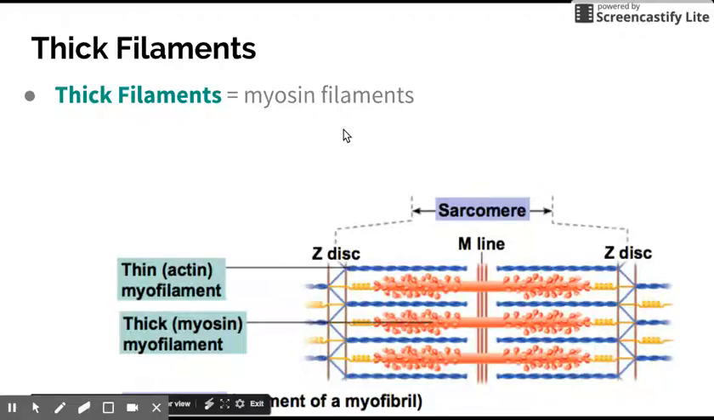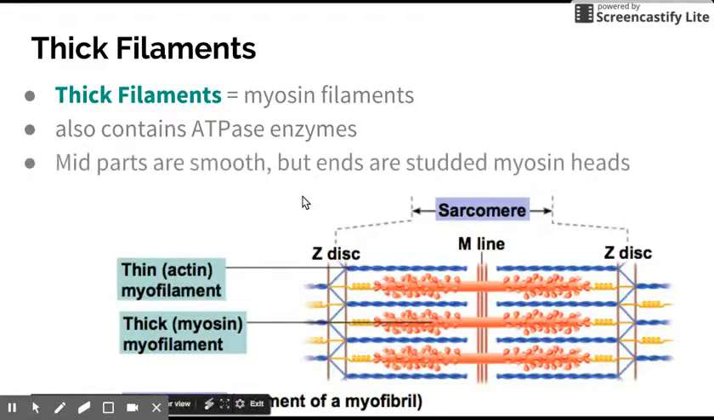Thick filaments are made of myosin, one of our proteins. They also contain ATPase enzymes, right? So enzymes end in ase. And in this case, they work on ATP. They specifically split ATP, right? ATP is our energy currency, and we need to use energy to contract our muscles. And so we split ATP, releasing its power. That's what those ATPase enzymes will do for us. Okay, so we have enzymes here. They're going to allow us to use ATP.